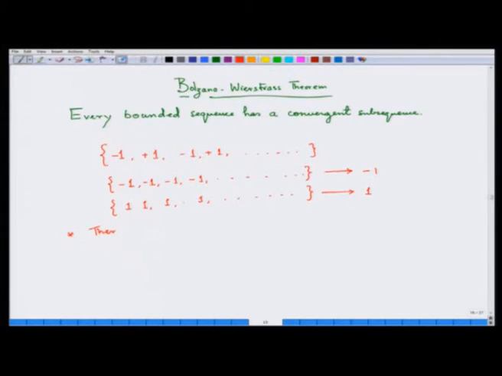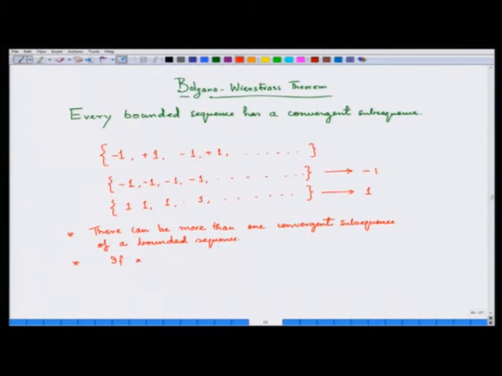There can be more than one convergent subsequence of a bounded sequence. So this is something you have to keep in your mind. In fact, there can be infinitely many such subsequences. We are not going to get into this infinite term too much. Okay, you can understand there can be more than one.